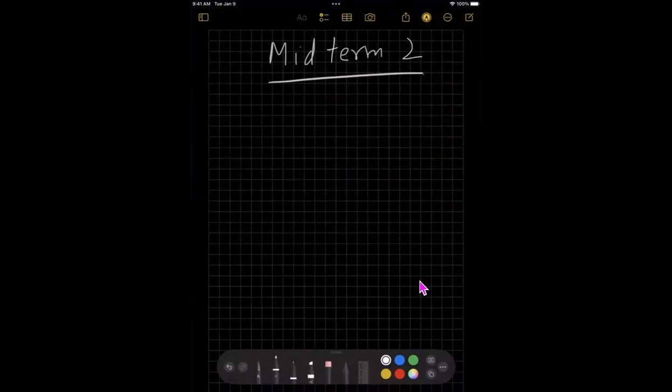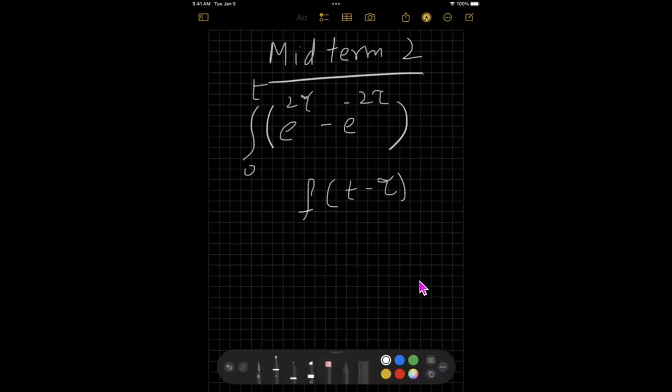So in midterm 2, we have question number 4: use the Laplace transform to solve the integral equation. The integral equation is the integral from 0 to t of e raised to power 2 tau minus 2 tau, f of t minus tau, d tau, and the right side equals t square minus f of t. So how will we solve this question?